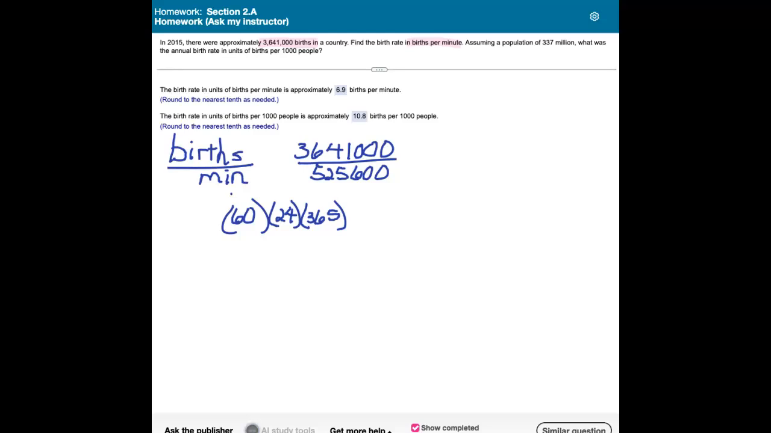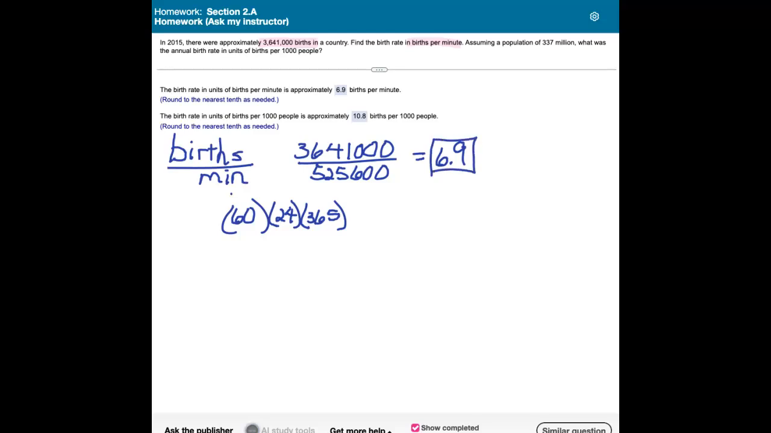So now what we want to do is divide these two numbers here. We're dividing the number of births by the number of minutes in a year, and that should give us 6.9. So that's the births per minute.